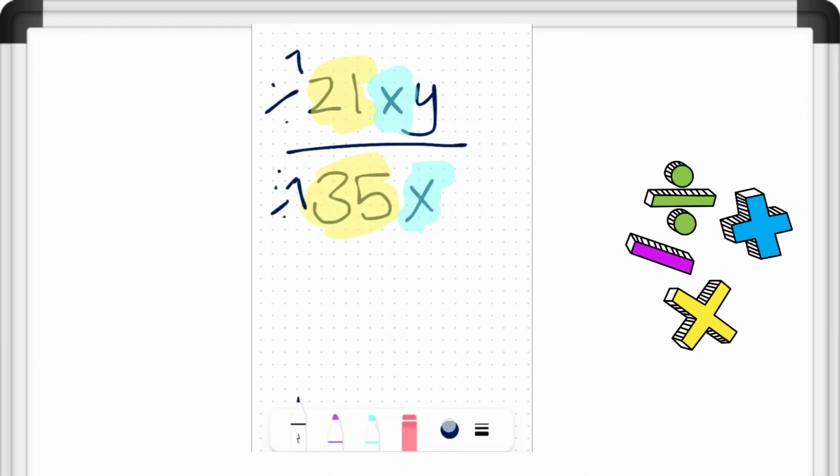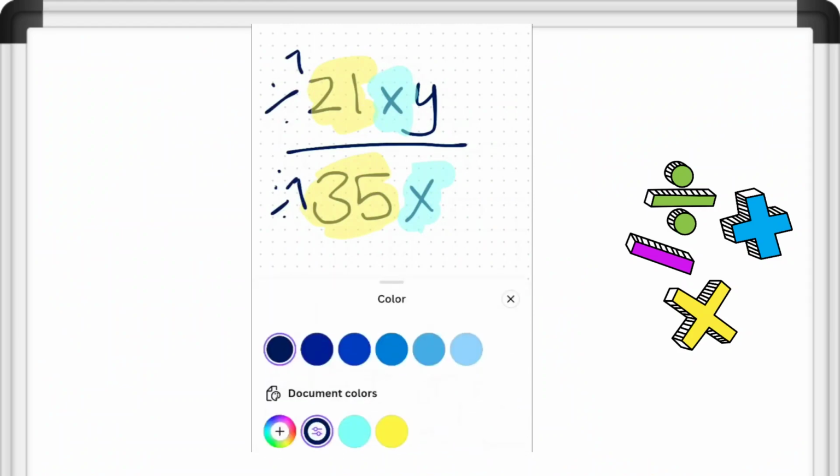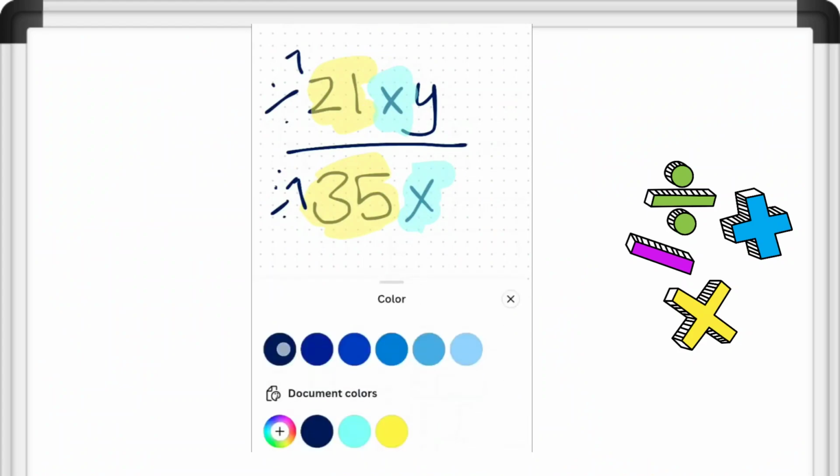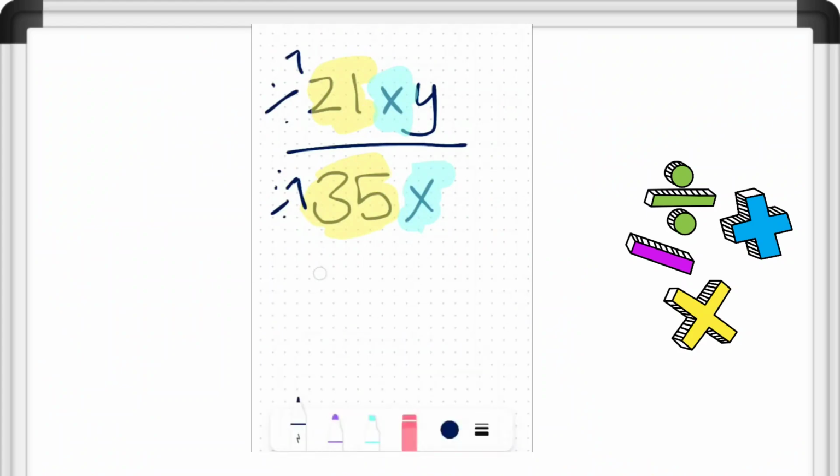And again, please note that I am multiplying and dividing by the same number at the top and at the bottom. You can't go and change those, okay? You can't have two different ones. It has to be the same one all the time. So now if I go right, 21 divided by 7 is 3 at the top. 35 divided by 7 is 5 at the bottom.